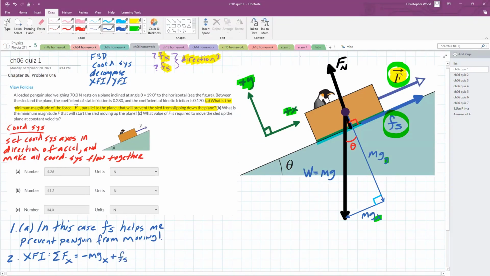FS is trying to keep the penguin motionless, along with F. So speaking of F plus F, that's it. This is my inventory. This is my force inventory. All of those forces, negative MGX plus FS plus F, collectively will produce this acceleration, mass times A sub X.